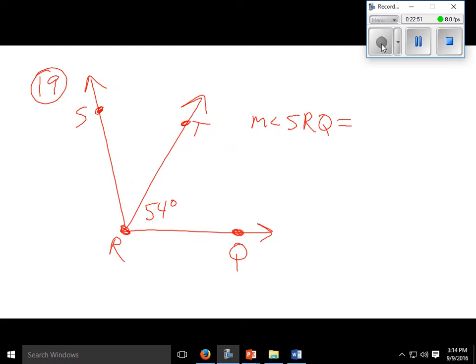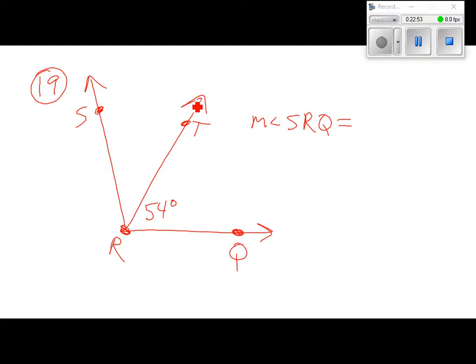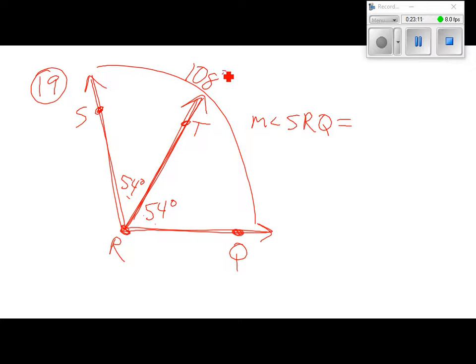Number 19, they tell us that ray RT right here bisects this angle, and they tell us that this angle down at the bottom is 54 degrees. Well, then that means this angle has to be 54 degrees. And we could actually find the whole angle here by adding those two up, which would be 108 degrees. And they actually ask us to find angle SRQ, which is the whole thing, so that's 108 degrees. Remember, bisect means split the angle into two equal parts, same as with the segment bisector. And our answer here would be letter B.